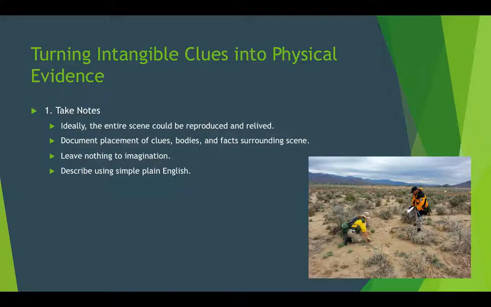So turning intangible clues into physical evidence takes the following kinds of steps. First, take notes. Ideally, the entire scene can be reproduced and relived. Document the placement of clues and facts in the surrounding scene. Leave nothing to the imagination and use plain English. Stick to the facts as much as possible, and as much as possible be able to corroborate them. It is guaranteed that somebody will need you to walk through what was found. Think about this step as writing down everything you know about the situation, and remember that every clue may become evidence and that every incident has the potential to be a criminal case.